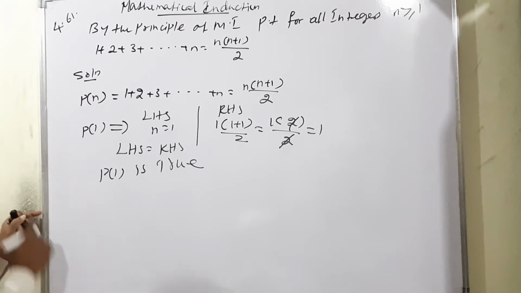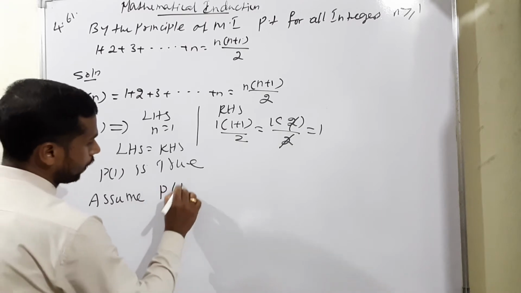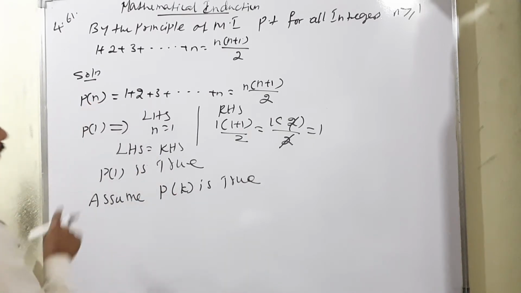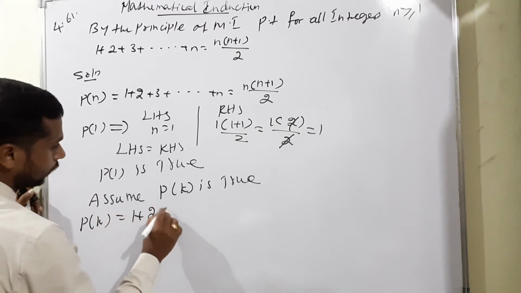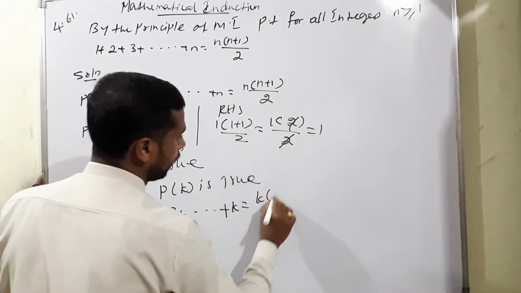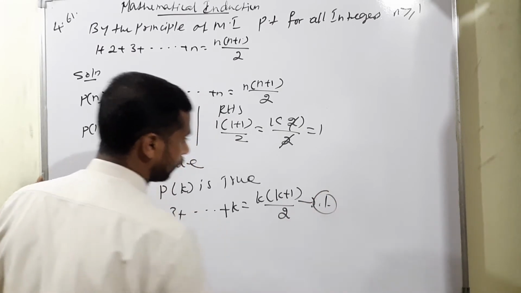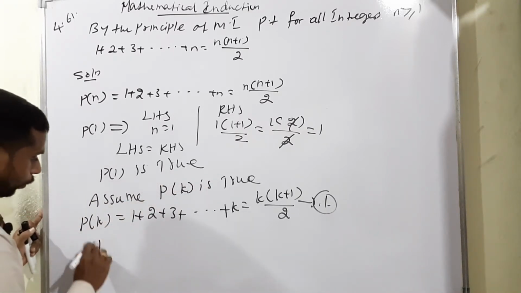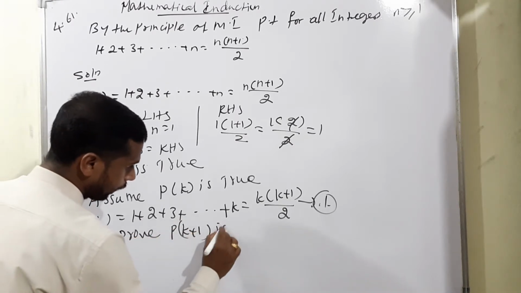Then the second part: assume P of k is true. Instead of n, if you take k, what will happen? P of k is 1 plus 2 plus 3 plus dot dot dot plus k is equal to k into k plus 1 divided by 2. This is considered as equation number 1. Just assume. So, assume P of k is true, and we have to prove P of k plus 1 is true.